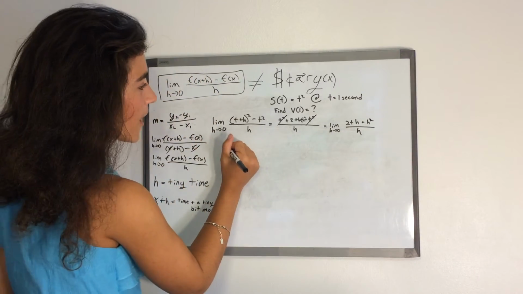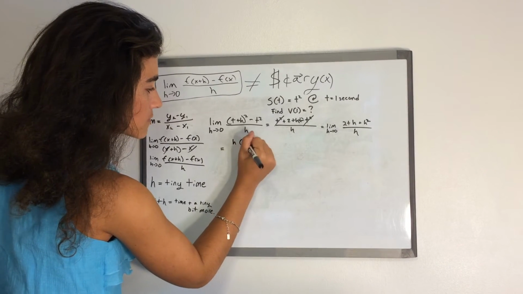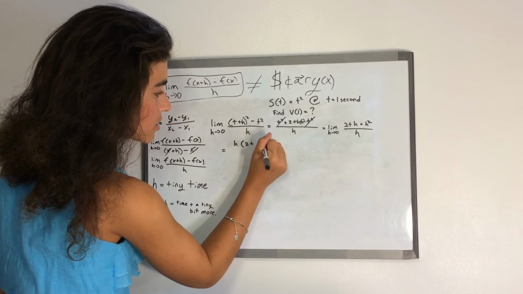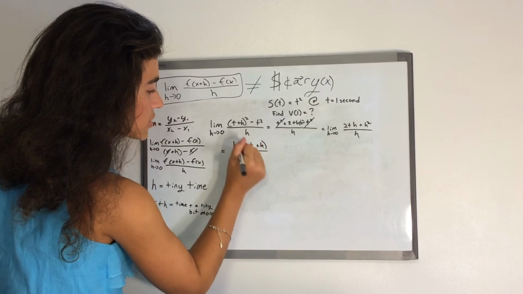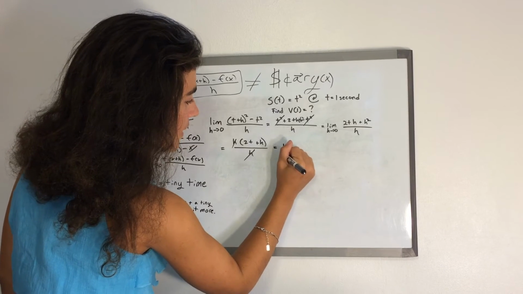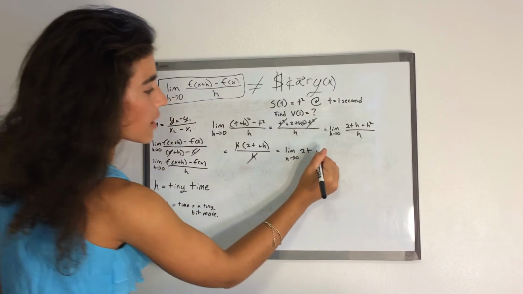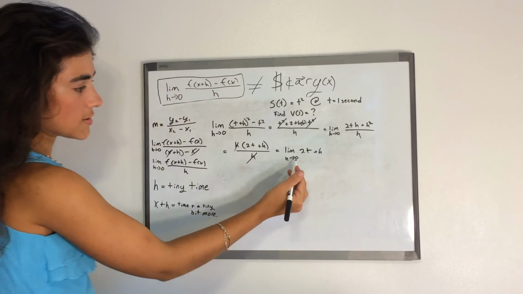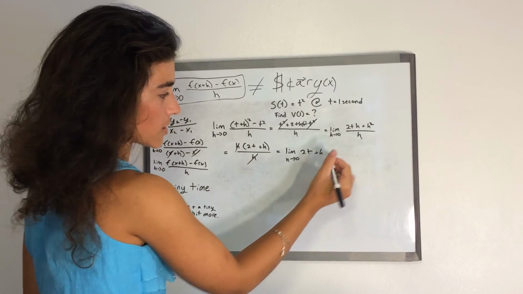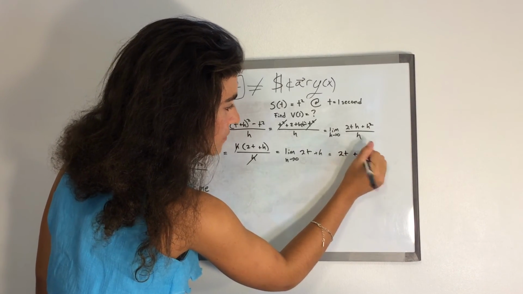Now we can simplify this even more by factoring out h: h times 2t plus h, over h. The h's cancel out by division, leaving the limit as h approaches 0 of 2t plus h. Well, if h approaches 0, we can plug in 0 for h because we know it's just very close to 0, leaving 2t plus 0.